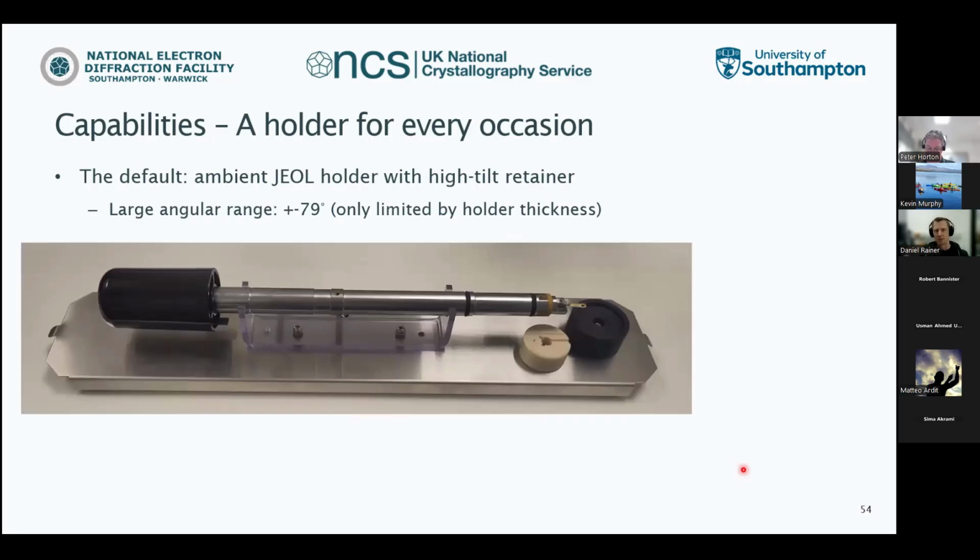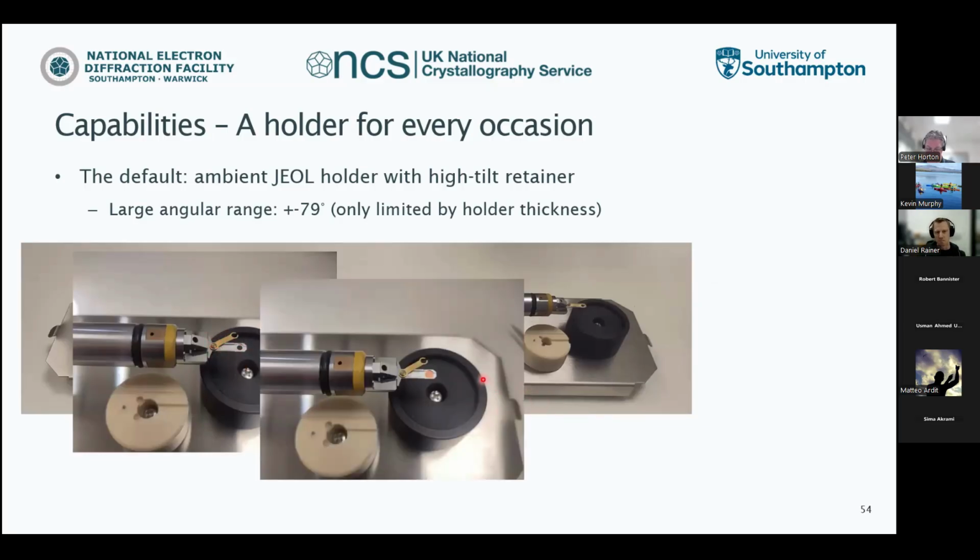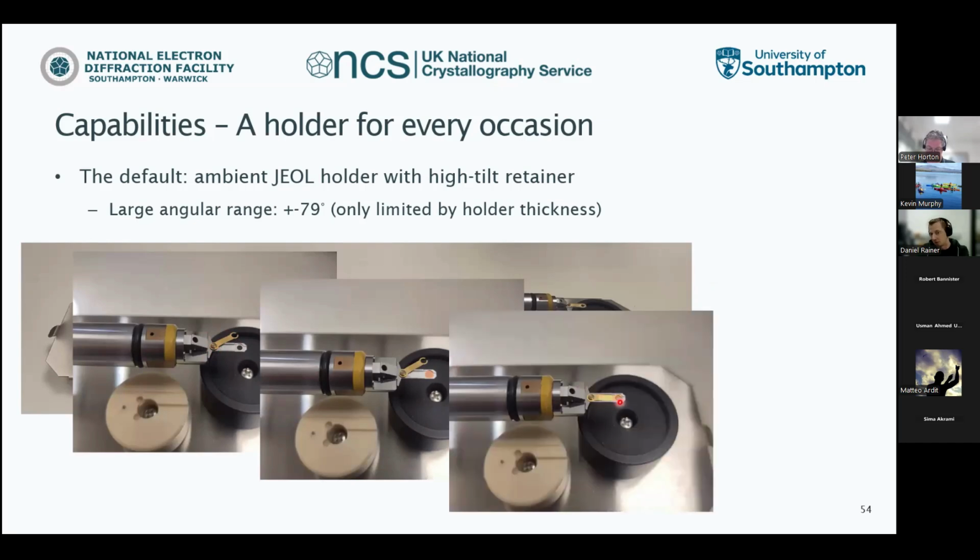Now, the standard holder that is used is this. It's basically like a large rod, and at the end is where the grids that I showed you before will go. It's basically here in this mold. So there's a clamp. You can remove the clamp and place the grid on here, like so, and then close the clamp. And now this is ready to be introduced into the instrument.